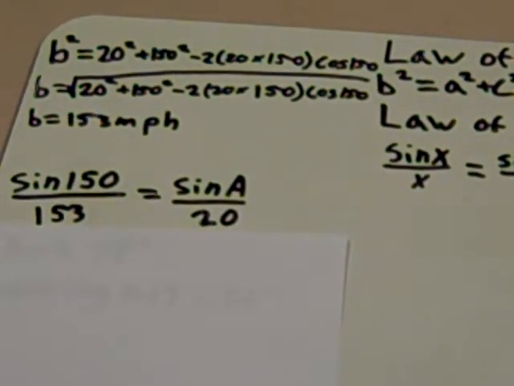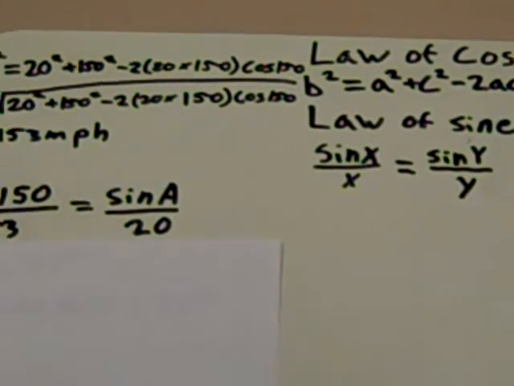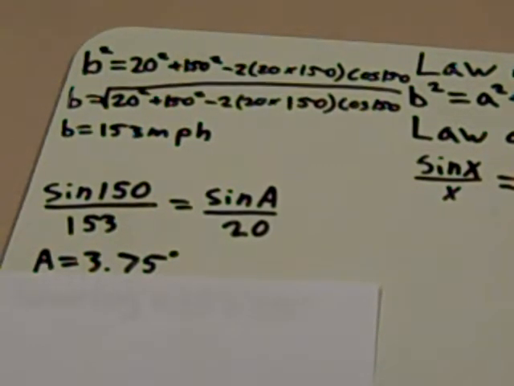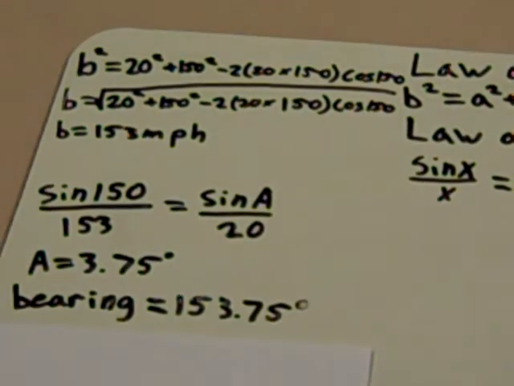Solving this, we get that b, our course, has a speed of 153 miles per hour, but a course also includes a direction. By using the law of sines, we can relate proportions to accurately predict trigonometric values. The law of sines is sine of angle x over x equals sine of angle y over y. So by plugging in our earlier values, we can say that sine of 150 over 153 equals sine of a over 20. By solving this problem, we see that a equals 3.75 degrees. So finally, we see that our course is 153 miles per hour with a bearing of 153.75 degrees.